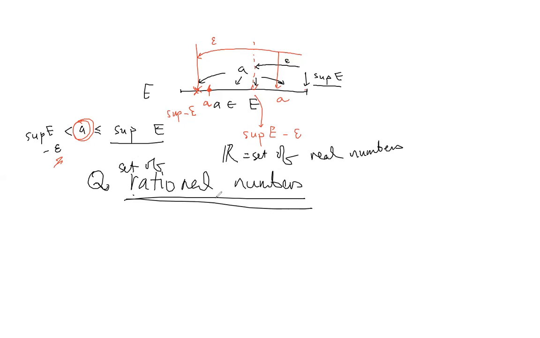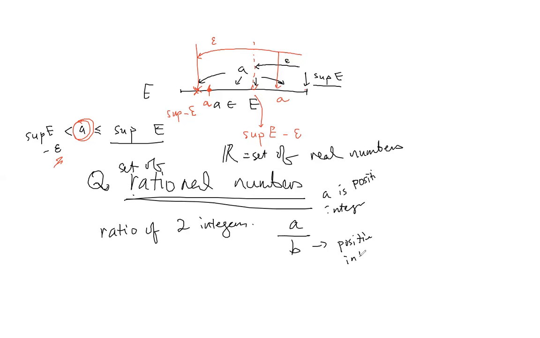Okay, so basically it's just the ratio of two integers, right? For example, you can have some value like A over B, where A is a positive integer, and B is also a positive integer, right? So for example, 1 over 1, 1 over 2, 1 over 3, 1 over 4, and so on are rational numbers. 2 over 1, 2 over 2, 2 over 3, and so on, right? So these are called rational numbers, okay?